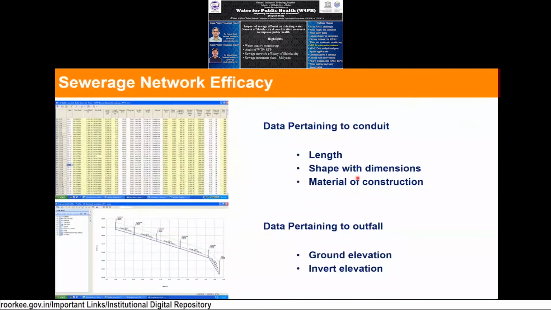Then the data regarding the conduit, that is length, shape with dimensions, material of construction. These are required to understand how the flow will be in the conduit. And finally, the data pertaining to the outfall, that is elevation and invert elevation.